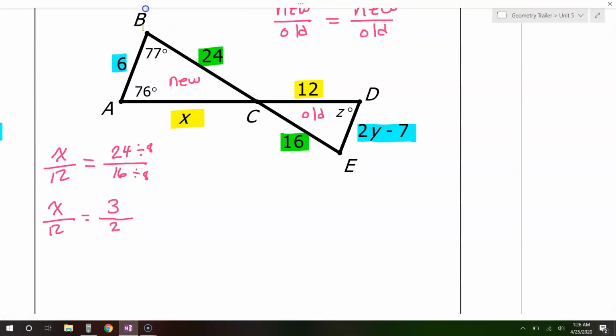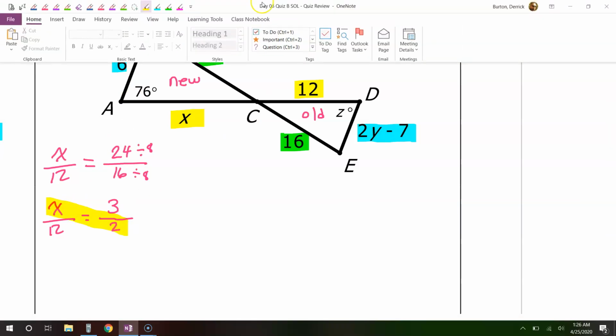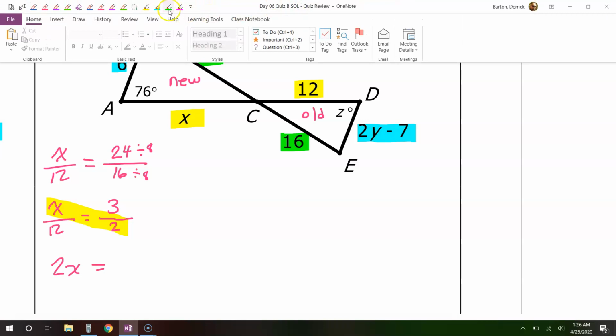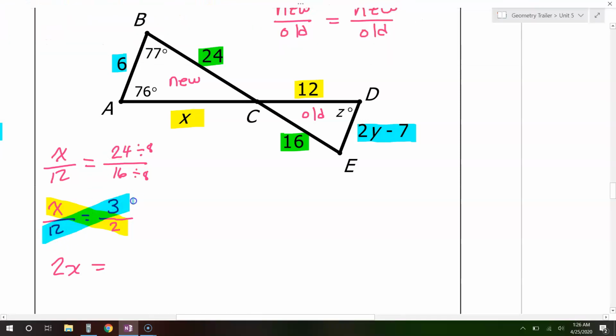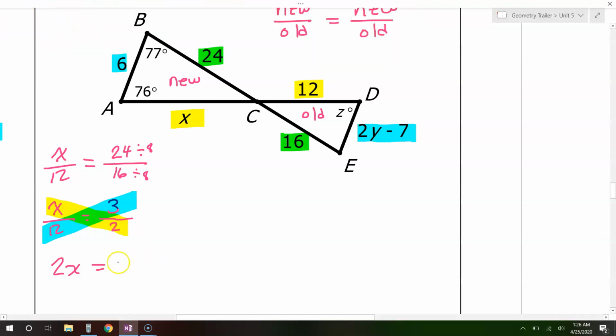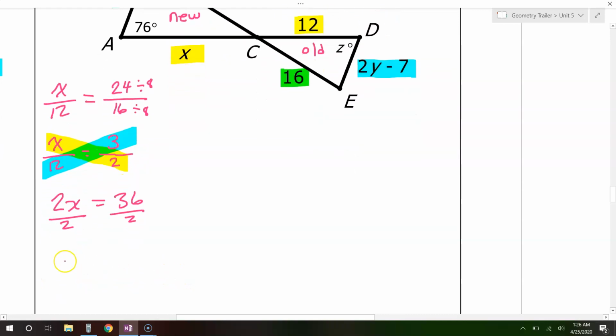And then you cross multiply. So this diagonal gives us 2x because we multiply those. And then when we do the other diagonal, 3 times 12 is 36. And then you have to divide both sides by 2. And that's going to give us x is equal to 18.